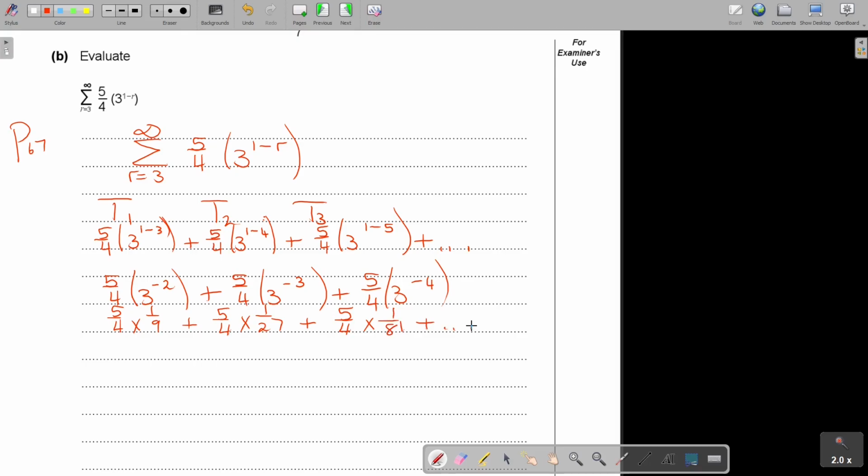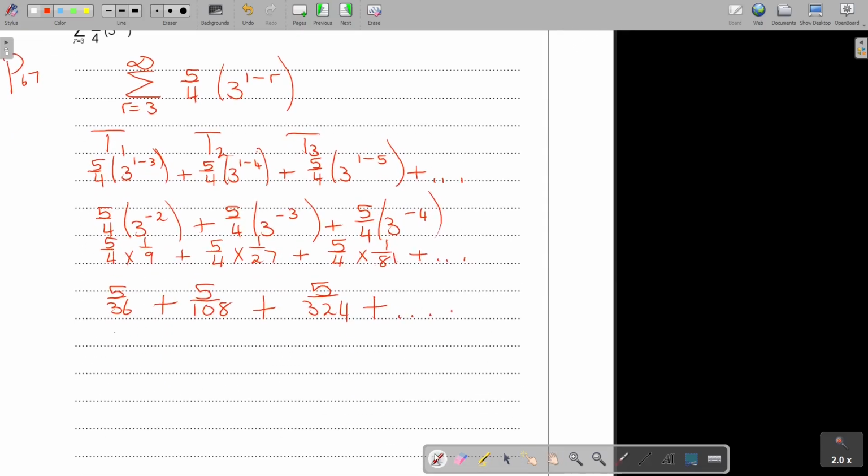Okay, so basically I'm going to get 5 over 36, that's my term A. I get 5 over 108. Use your ABC, please don't work in decimals. 5 over 324. Just keep the vulgar fractions. Okay, so I'm getting that the value of A is 5 over 36.